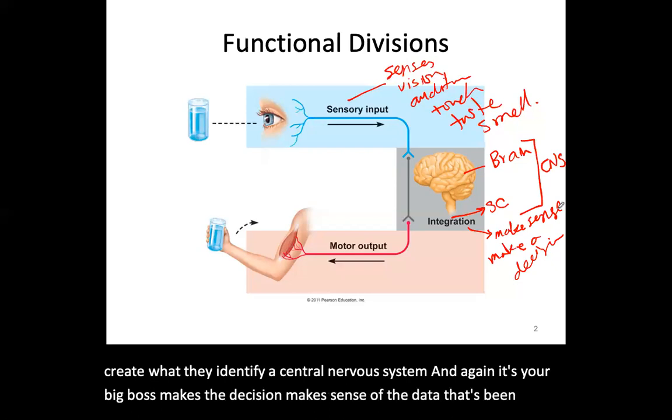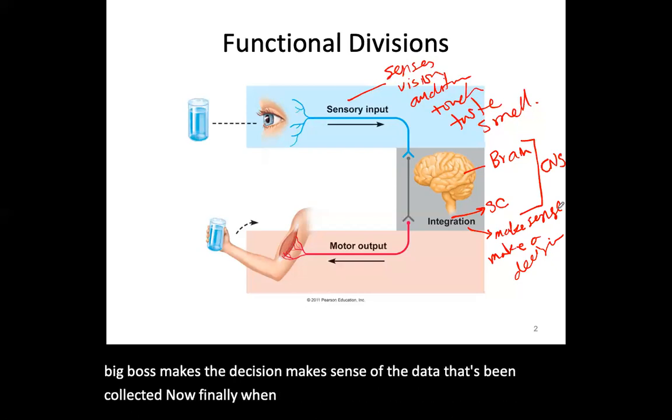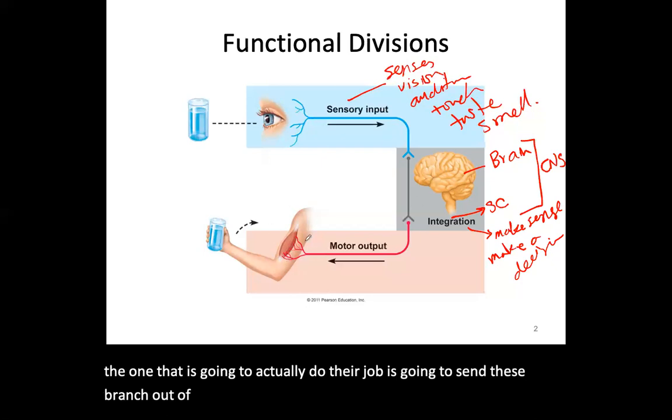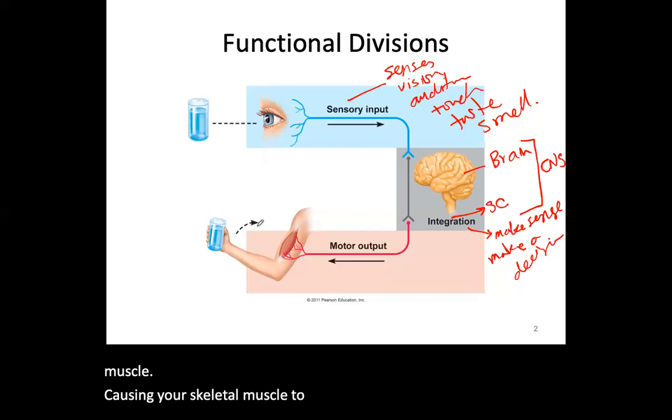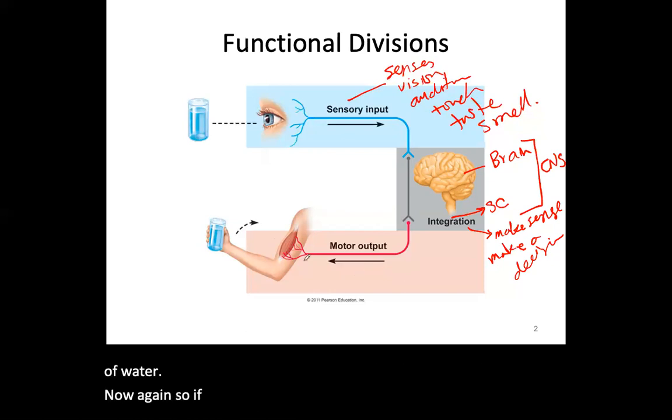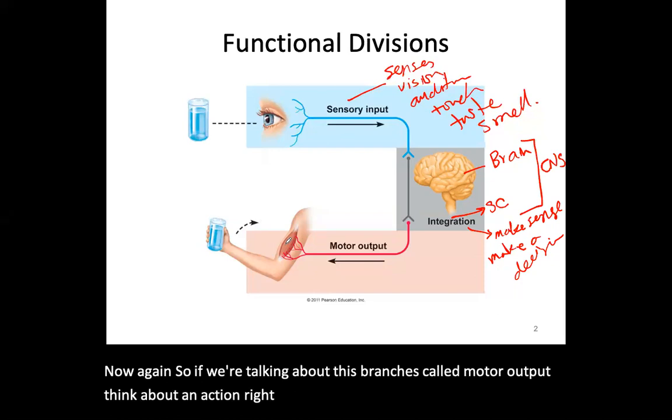Now, finally, when the decision has been made, your brain is not the one that's actually going to do the job. It's going to send branches out of the brain, which go to, in this case, your skeletal muscle, causing your skeletal muscle to contract, allowing you to drink your glass of water. So this branch is called motor output. Think about an action, right? You're taking an action, for instance, contracting the muscle.